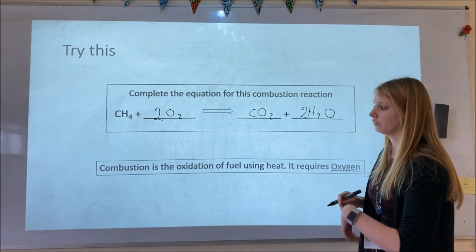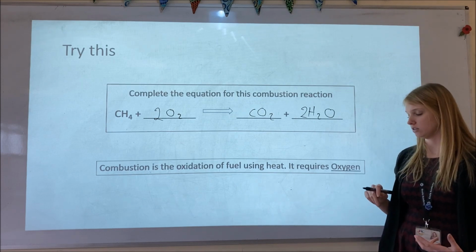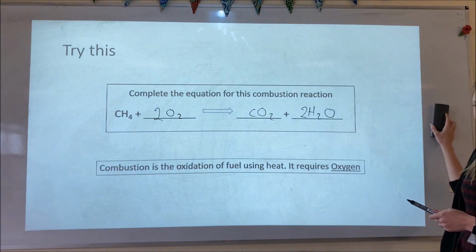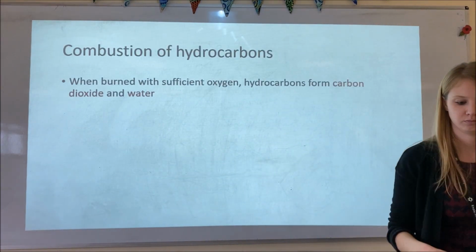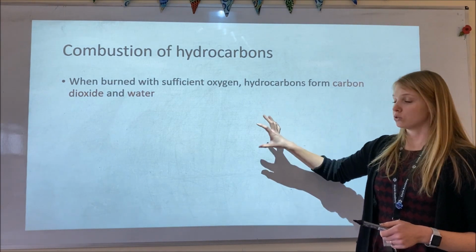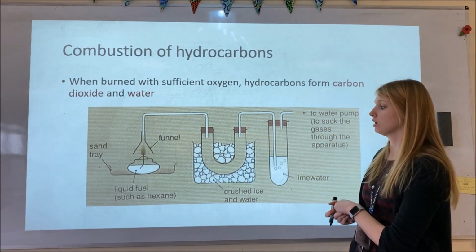So the definition of combustion is the oxidation of fuel using heat, and it requires oxygen. So you have to have oxygen in there. So carbon dioxide and water were our products, and we can actually test for those products in the lab.